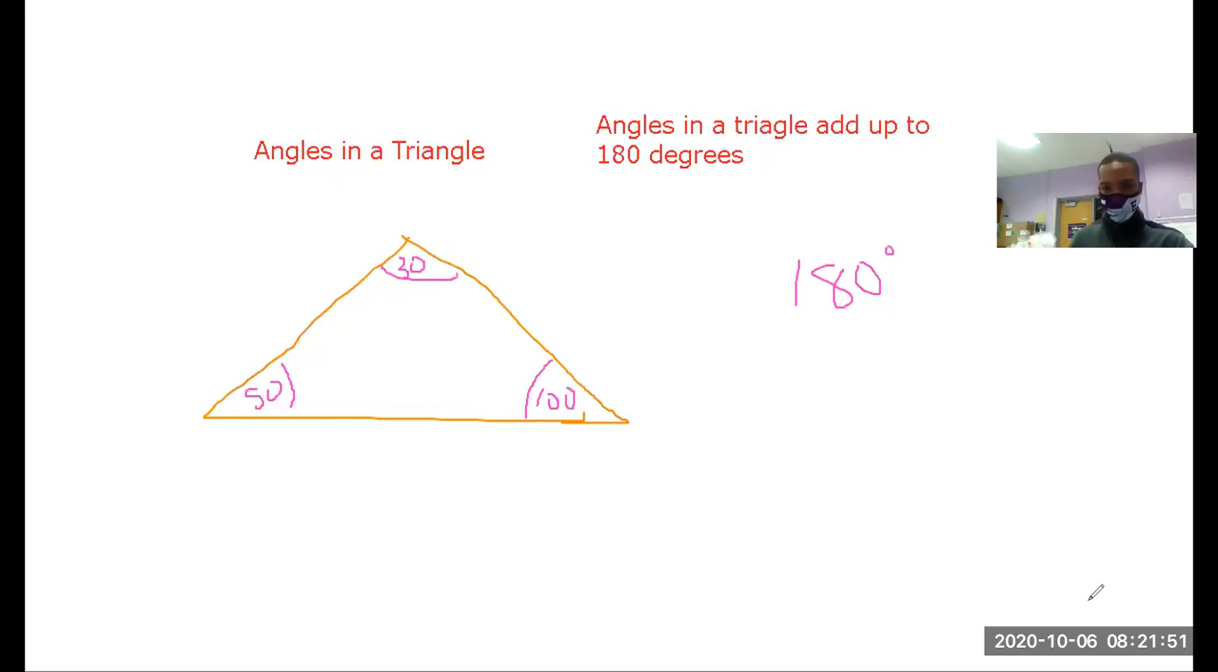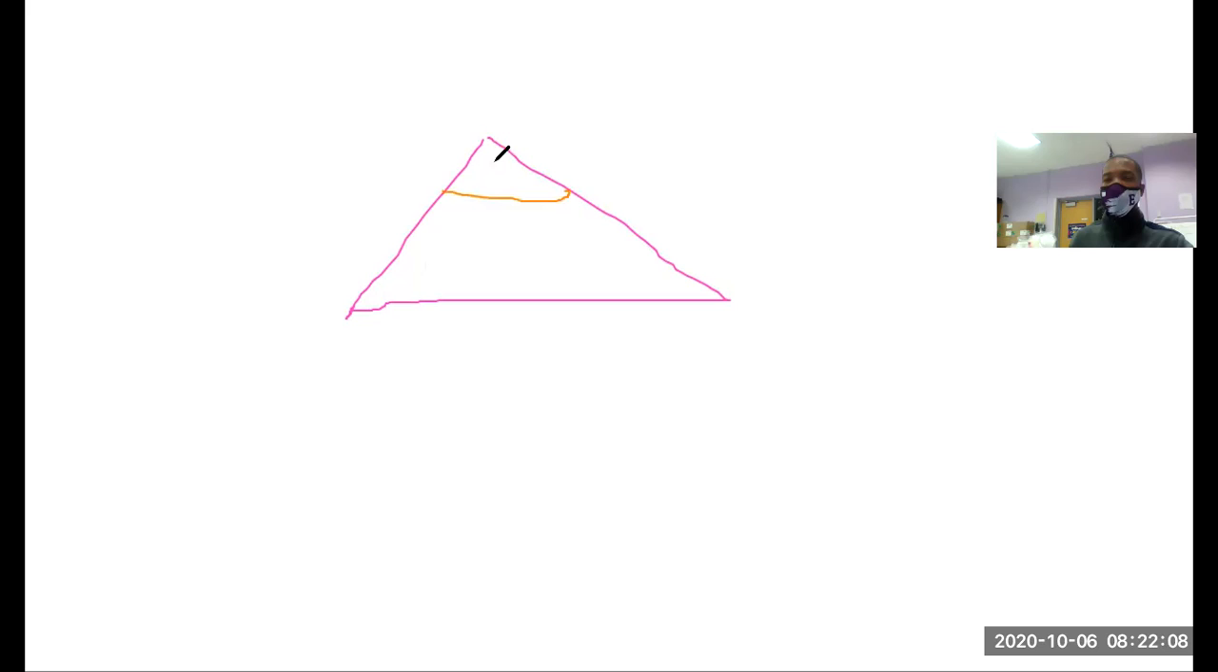So what if I say this is my triangle, and this angle right here is 50, and then I say this is x, and this is x. Don't let the variables fool you. Don't let the letters fool you. What would x be? Both those angles equal the same, but I also know the whole triangle equals 180. So what would that be?